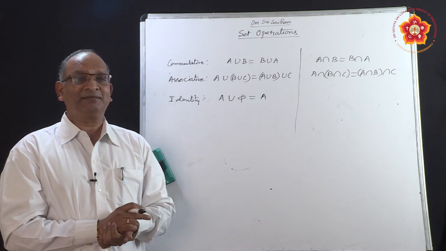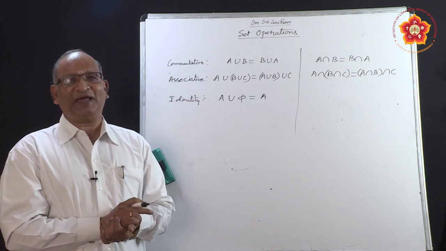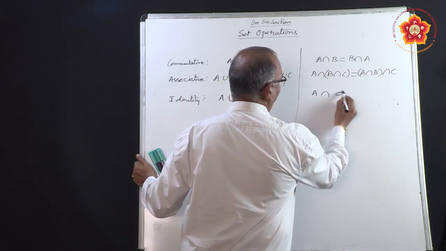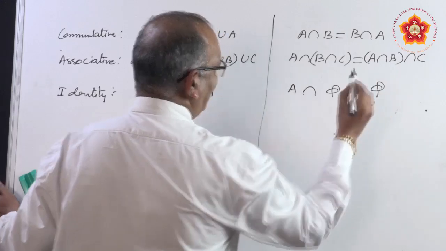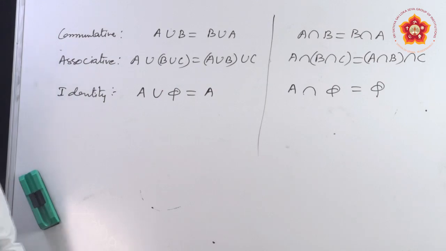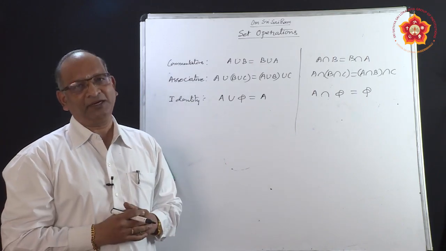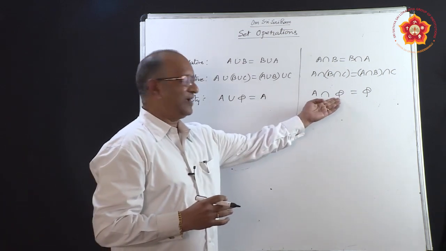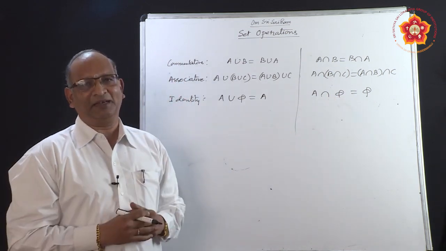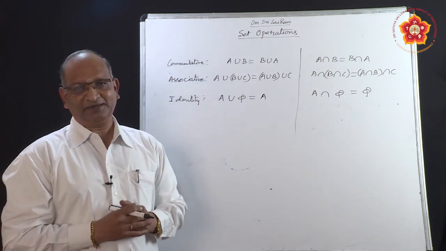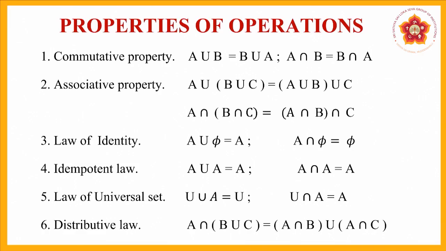What happens if you take the intersection, A intersection phi? Very surprisingly it is phi. Why? Intersection means what? Elements which are common in two sets. There is no element in phi. So where is the question of common elements? So the answer is phi. So this is the third one. Let us move on to the next one.